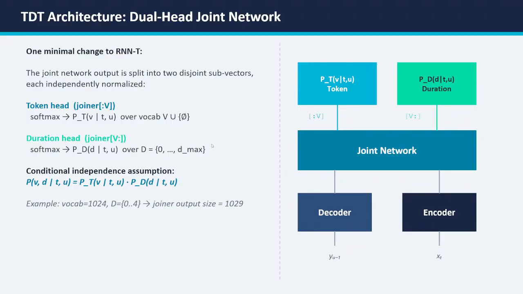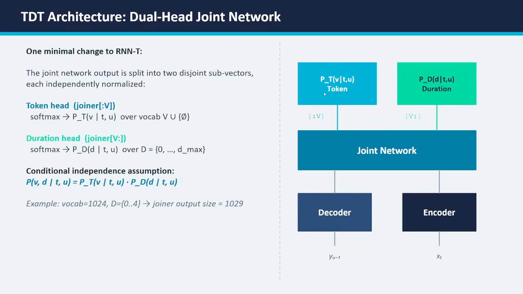The architectural modifications for TDT are extremely minimal. We simply split the joint network's output vector into two parts. The first part is the token head. The first V dimensions predict the vocabulary. The second part is the duration head. The remaining dimensions predict the duration.